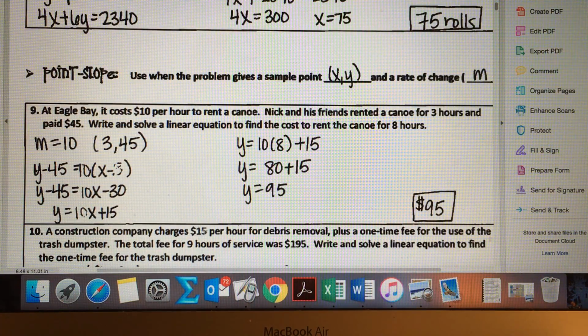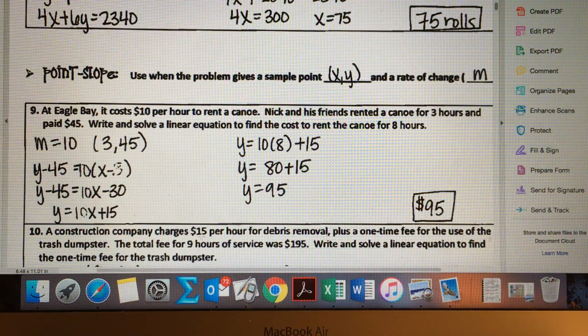Okay, so $15 per hour. Notice the per. That means this is our rate. And the X in this problem is going to be represented by the number of hours. Probably the number of hours that the debris removal is going on for.